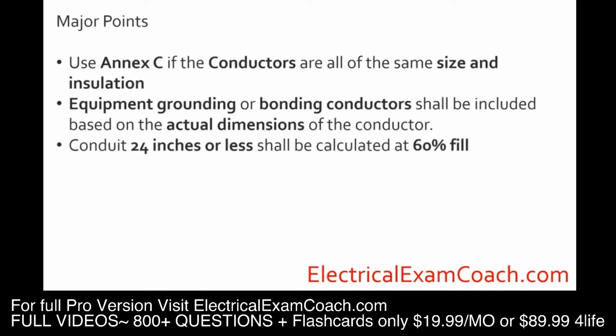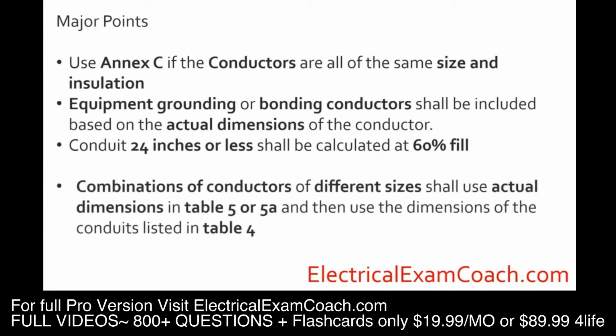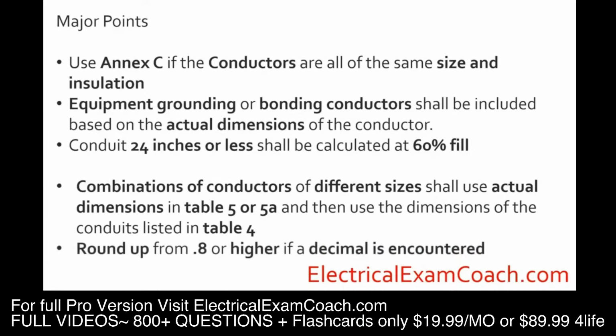Conduit 24 inches or less shall be calculated from the 60% fill column. A combination of conductors of different sizes shall use the actual dimensions from Table 5, or 5A if they're compact conductors, and then we're going to use the dimensions of the conduits listed in Chapter 9, Table 4. And it's a little bit different than when we're dealing with load calculations. We're actually going to round up when it's 0.8 or greater. And I have one of those examples in our questions coming up, so you'll be a pro by the end of this video. Let's get to it.